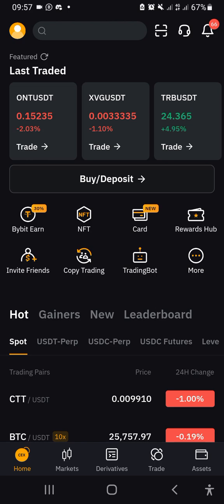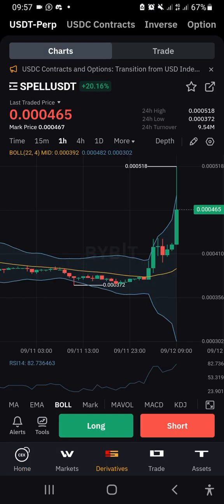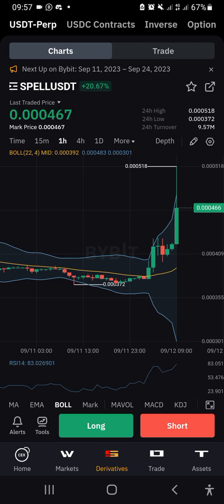All right, so I'm going to hit my derivatives. This is my Bybit account. When you click on derivative, I've opened this token already, so that is why it is here. Now, how do you search for coins to trade? I had wanted to place a trade, but I needed to show you all what I usually do.